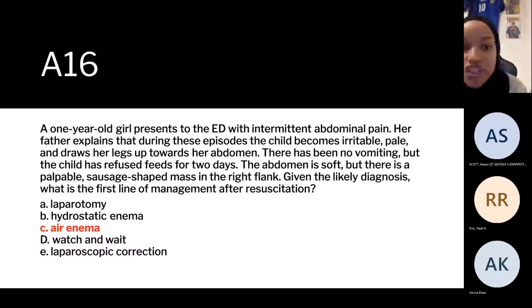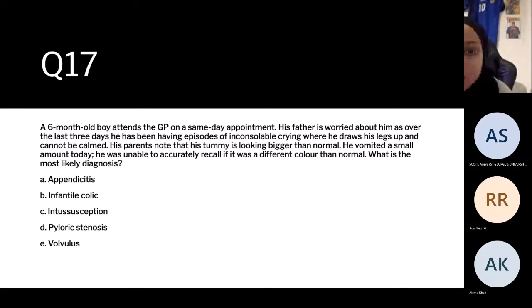We'll move on to the next question. So we have a 6-month-old boy who attends on a same-day appointment with his father, who is worried that over the last 3 days he's been having episodes of inconsolable crying, and again he draws up his legs and cannot be calmed. You note that his tummy is looking bigger than normal. He's vomited a small amount today. He was also unable to accurately recall if it was a different color than normal. But what is the most likely diagnosis?